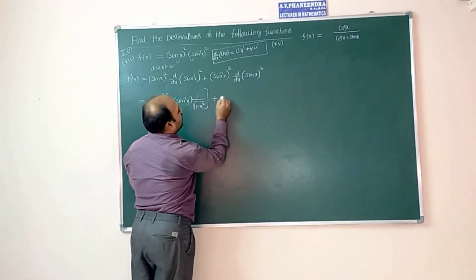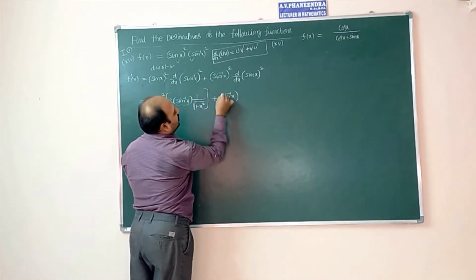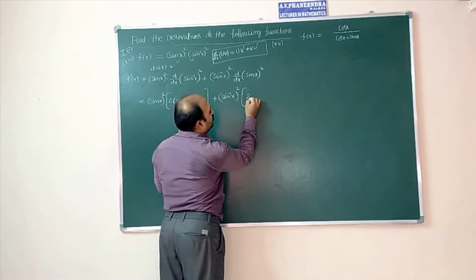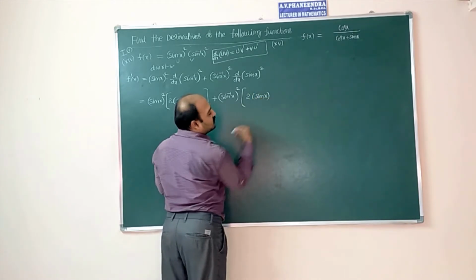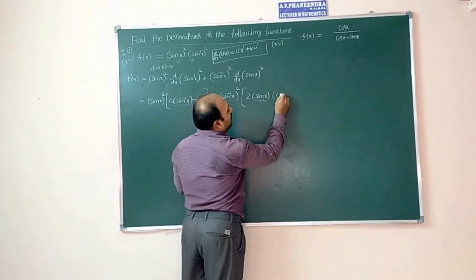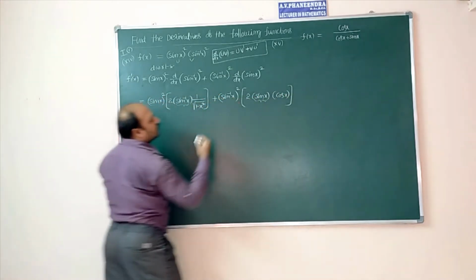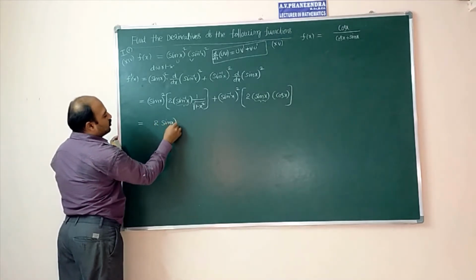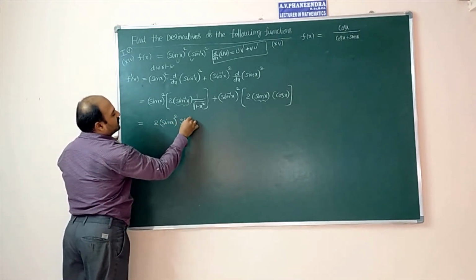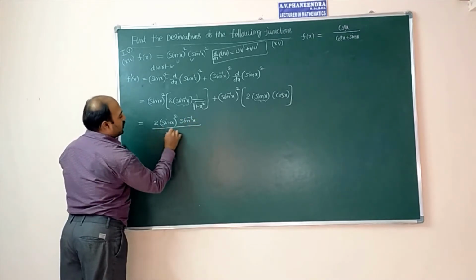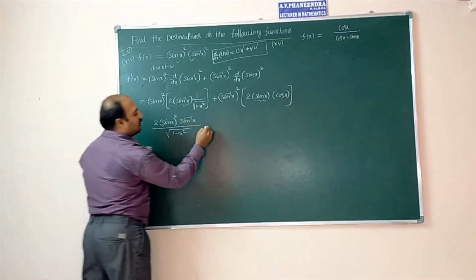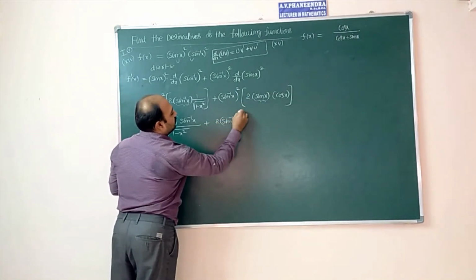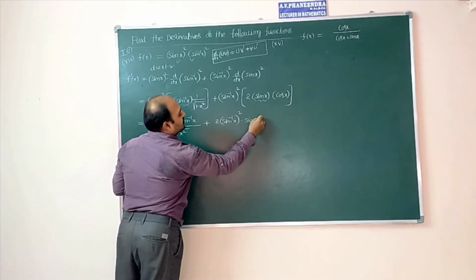Come to the next term, (sin x)². Sin⁻¹ x into, keep bracket, d/dx of (sin x)², f(x) to the power n, 2·(sin x)^(2−1). Again sin x you have to differentiate: d/dx of sin x is cos x. Which is equal to 2·(sin⁻¹ x)·(sin x)/√(1−x²) plus 2·(sin x)(sin⁻¹ x)·cos x.